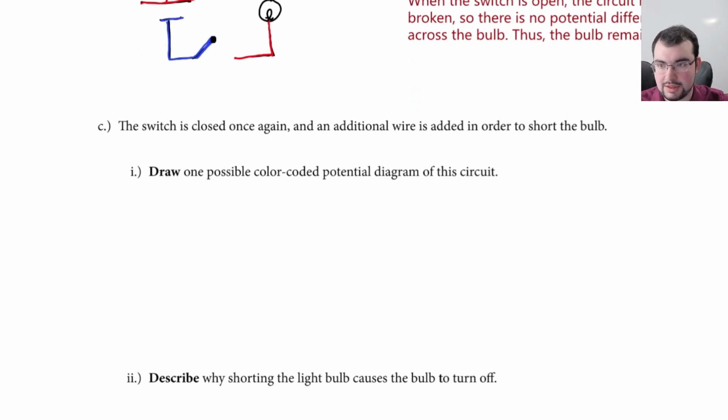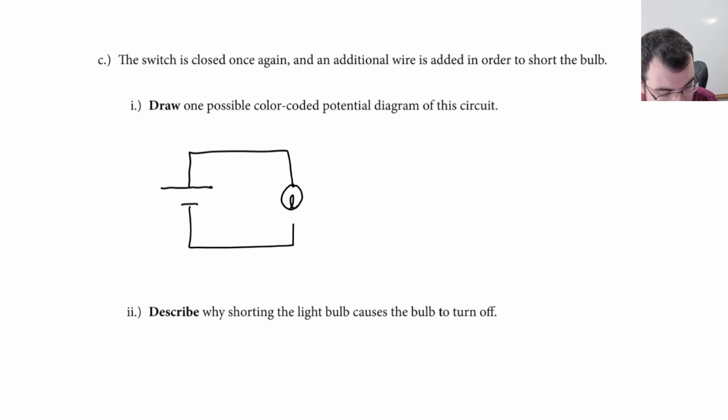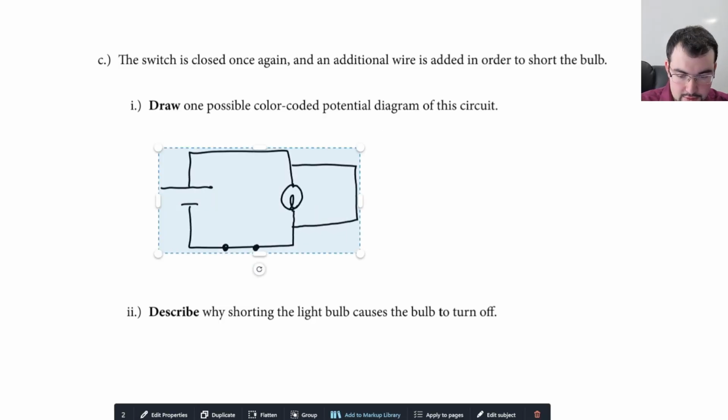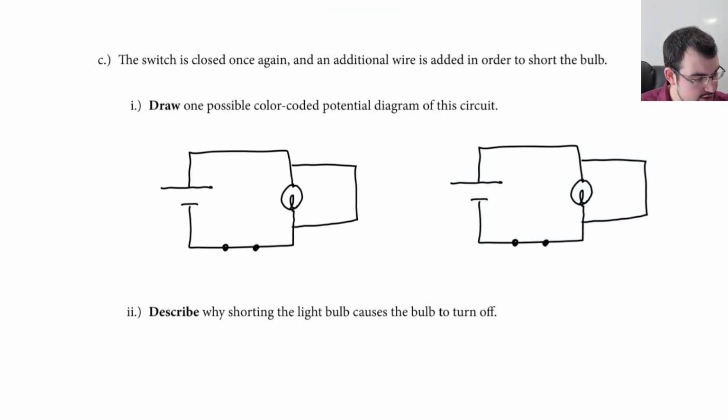The switch is closed once again, and an additional wire is added to short the bulb. So we get this. So it says draw one possible color-coded potential diagram. So there's actually two main possibilities. So we're going to do a quick copy paste here. So let's see what happens.